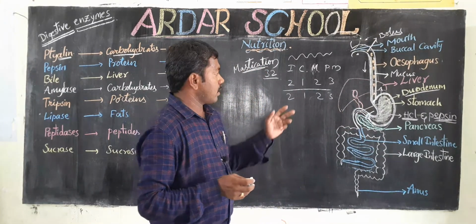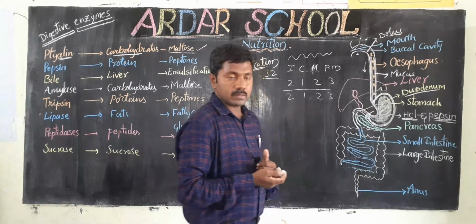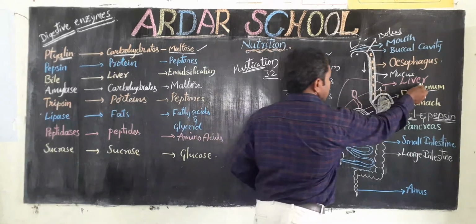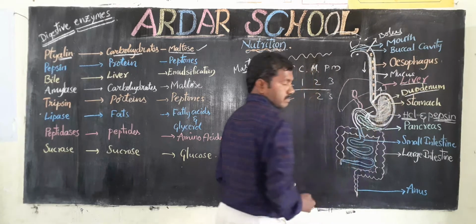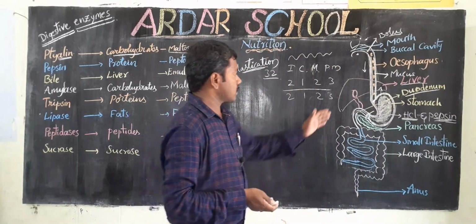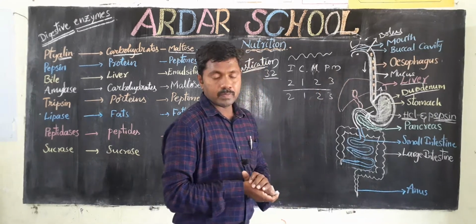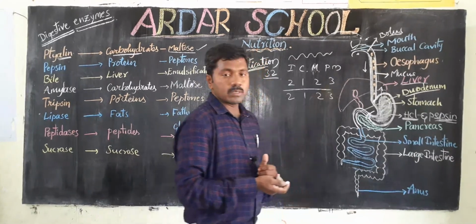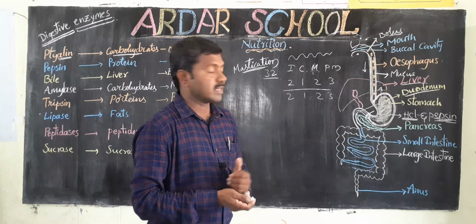Here we observe two types of glands. So what is this one? This is the biggest gland, the liver. Behind the stomach, the liver is there. From the liver, some bile juices are released.